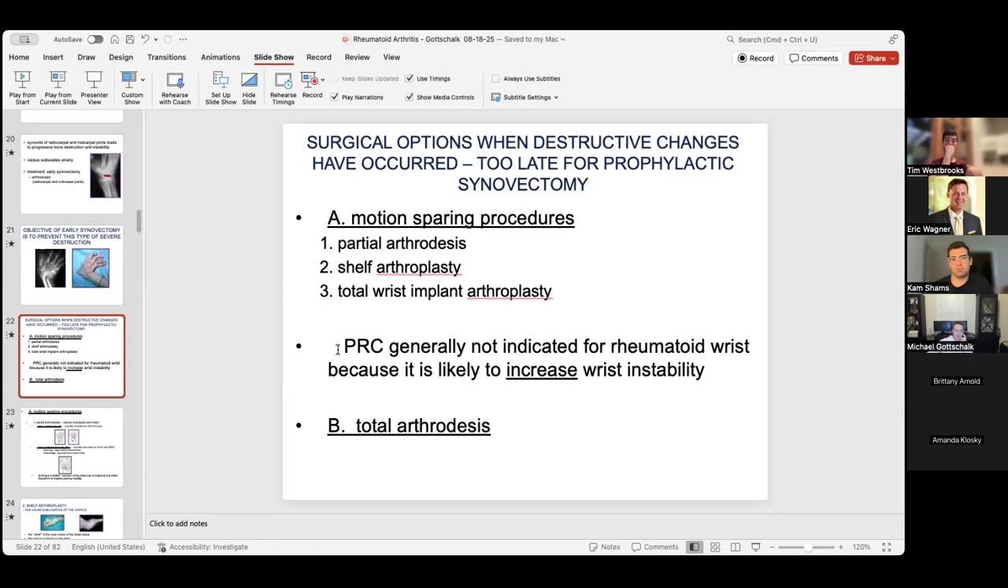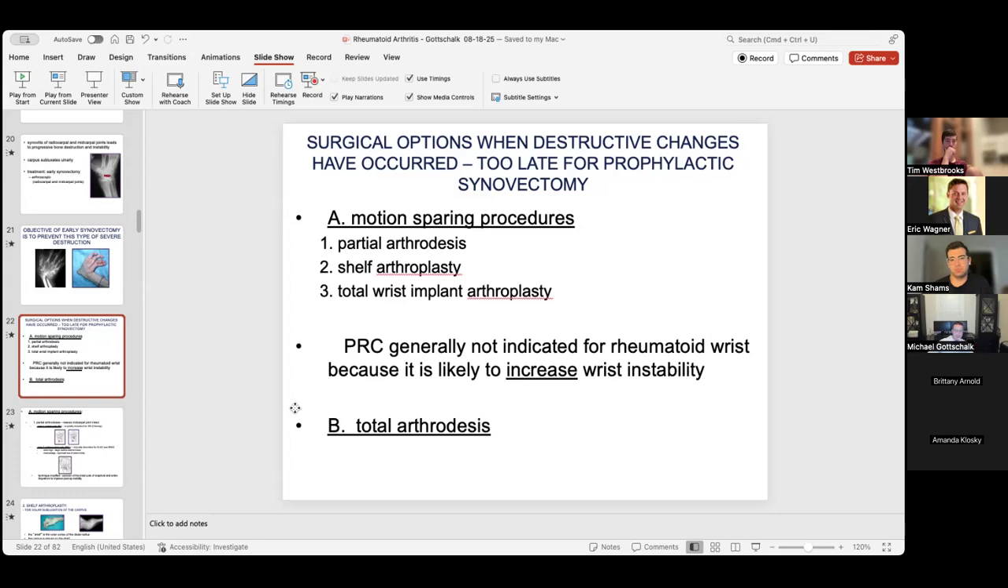Similarly to what we talked about when you do a distal ulnar resection, we try not to do a PRC generally in rheumatologic patients. This is mainly because it has a higher risk of increasing instability, yet again, because they often have some ligamentous destruction associated, specifically either of the RSC or the short and long radiolunate ligaments.